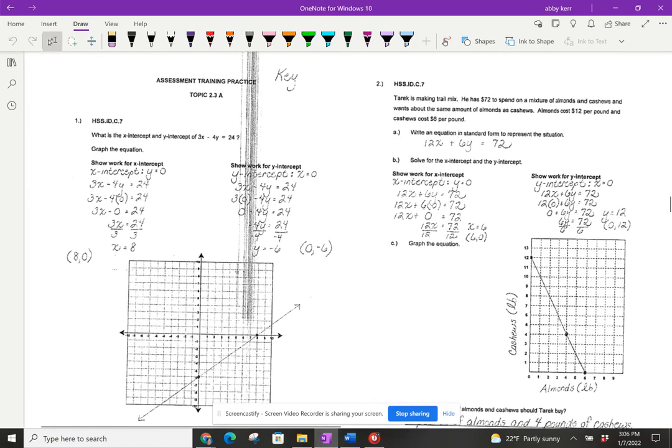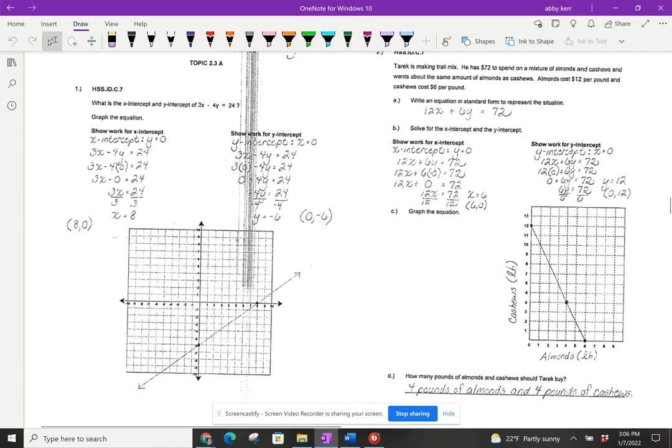All right, in this part of the video, we are going to talk about the 2.3 training assessment practice. Whenever it says to find the x and y intercept, you want to remember that the ordered pair is always x comma y. When we're talking about the x-intercept, y will always be 0. And when we are talking about the y-intercept, x will always be 0.